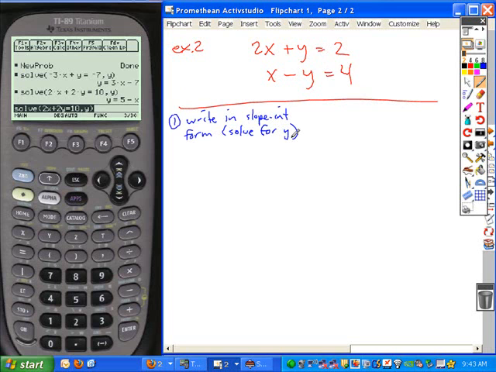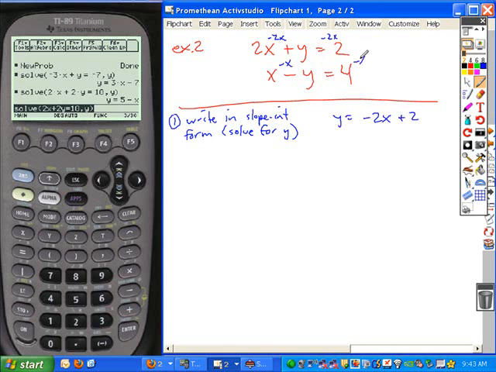All right, so step one is write in slope-intercept form, which basically means you're solving for y. So our first equation is easy to do that. We just move the other term over. We get y is equal to negative 2x plus 2. And in the bottom equation, we have a choice. We can either move the 4 to the left and the y over. That'll isolate it as x minus 4 equals y.